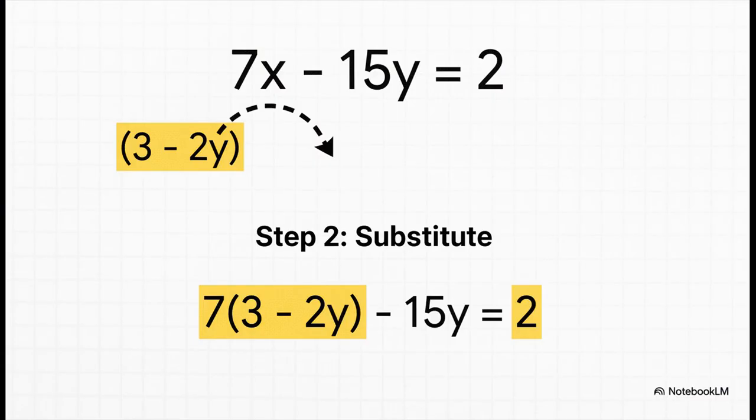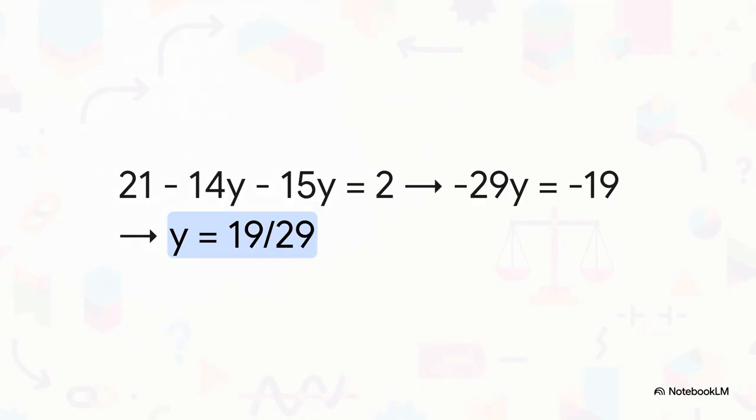Now for the big move. Step 2, substitute. We're going to take that expression we just found for x, that 3 minus 2y, and plug it right into the other equation. So where equation 1 had an x, we now write 3 minus 2y. And check it out. We've just created a new equation that only has one variable, y. That's something we can totally solve. And now we just do the math.